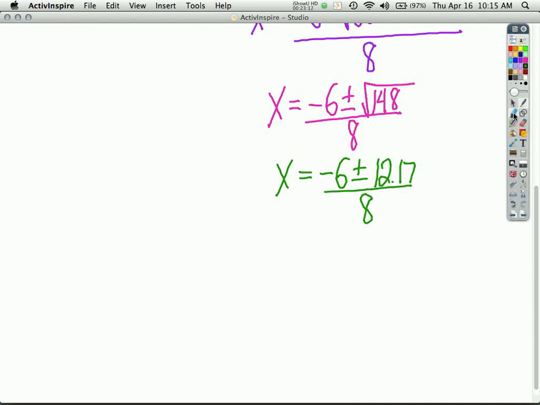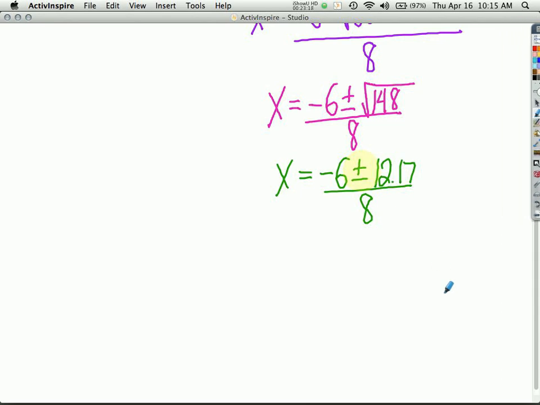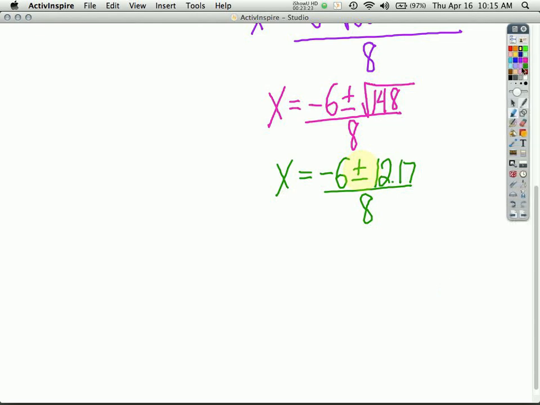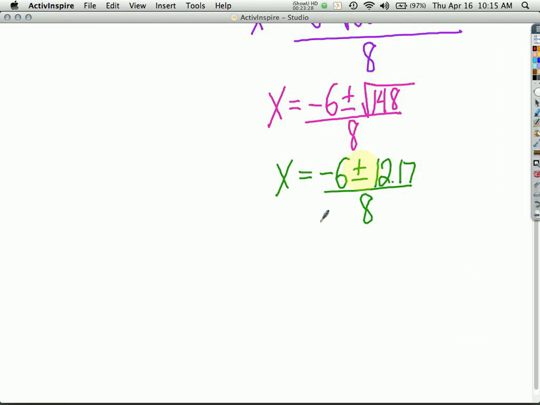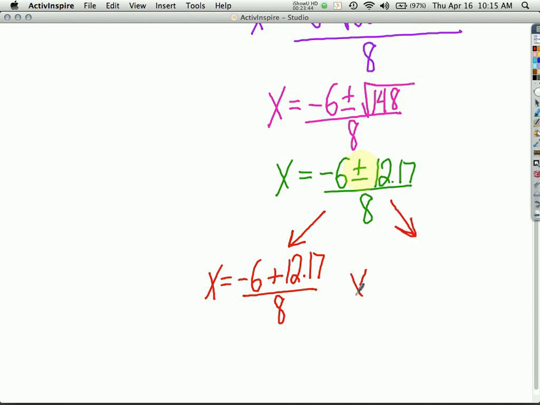Now, we need to deal with this symbol. That symbol actually means we're going to get 2 answers, as you learned last time. So we are going to branch off into 2 equations. We're going to branch off to x equals -6 plus, so we're going to use the plus over here, 12.17 divided by 8. And then over here, we're going to do x equals -6 minus 12.17 over 8.